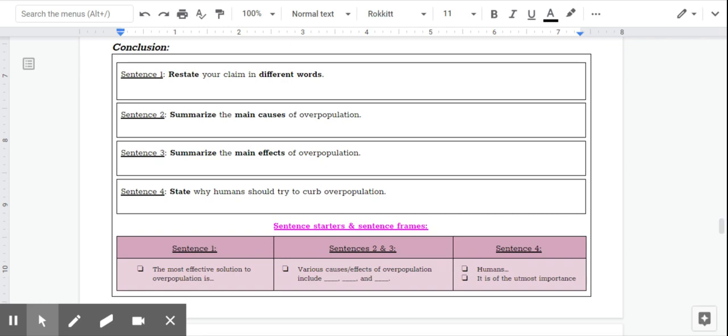Sentence 2, you're going to summarize the main causes of overpopulation. So those 3 causes of overpopulation that you mentioned in body paragraph number 2, you're going to mention again here, but in one sentence. Sentence number 3, you're going to summarize the main effects of overpopulation. And then the last sentence of your essay is you're going to just state why humans should try to curb overpopulation. Why is it important that we fix this? And of course, you are provided with sentence starters and sentence frames in this table here below.